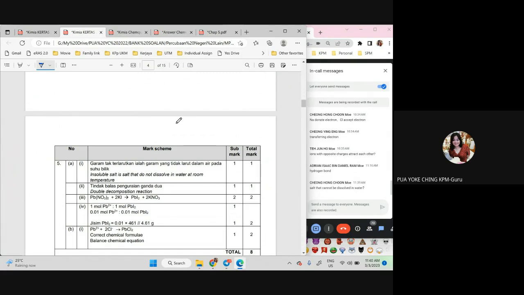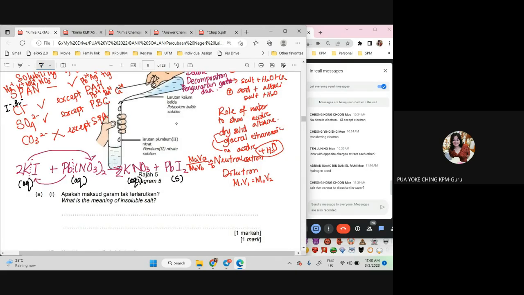Tapi kalau you tengok dia lebih spesifik pada suhu bilik. At room temperature. Sebab ada special garam yang dia larut pada air panas. Okay. So insoluble salt is the salt that do not dissolve in water at room temperature.